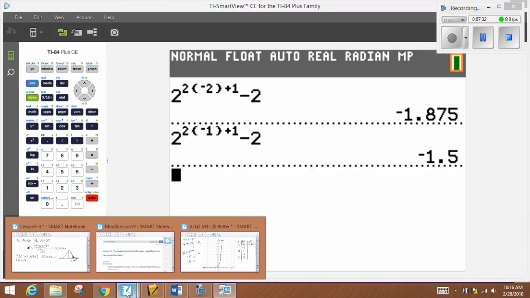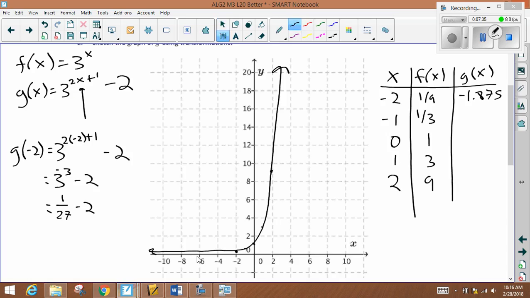So I'll put that one in there. Negative 1.5. When I put 0 in there, that's easier, right? 2 times 0 is 0, plus 1, so it's 3 to the first power minus 2, which is 1. Oh, that's interesting, right? When I plug 1 in there, I have 3 to the third power minus 2, right? And you can just keep putting these in your calculator if you're not getting the mental math that quickly. That's 27 minus 2, or 25.